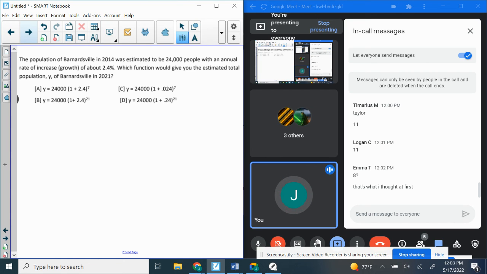All right, another growth and decay. The population of Barnardsville in 2014 was estimated to be 24,000 people, with an annual rate of increase, which means it's growth, of about 2.4%. Which function would give you the estimated total population Y of Barnardsville in 2021? First of all, do we use 2.4 as a percent, or what is that number when we convert it to a decimal? What's 2.4% turned into a decimal?